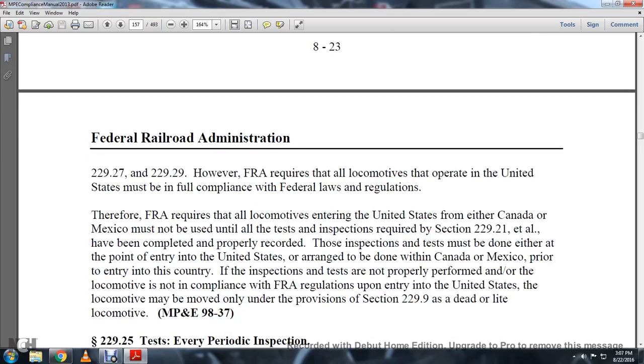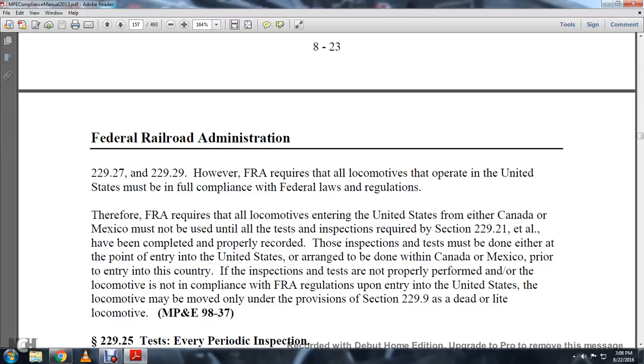However, the FRA requires that all locomotives operated within the United States must be in full compliance with the federal laws and regulations. Therefore, the FRA requires that all the locomotives entering the United States from either Canada or Mexico must not be used until all the tests and inspections required in Section 229.21 have been completed and properly recorded.